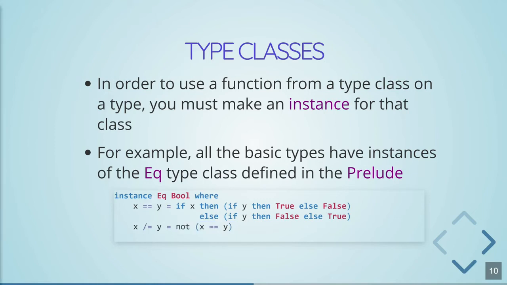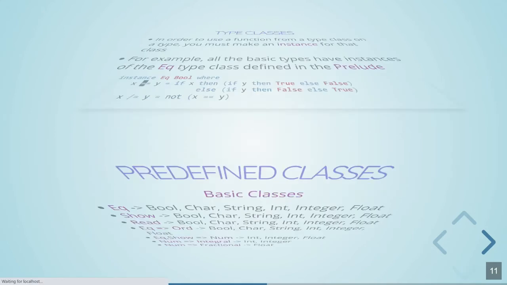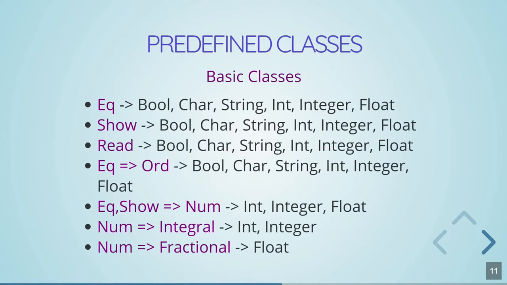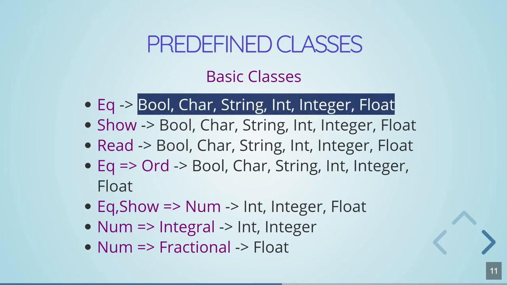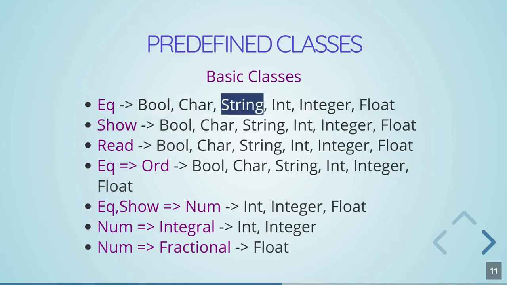The cool thing here is that we can make more instances for Int and Float and so on. However, those are a bit more tricky to define for equals because Int and Float and all of those things have infinite values. But each type here is going to have a different definition. There are a variety of pre-built classes that come inside of the prelude. Eq is one of them, and it's defined for all of the basic types. All of the usual types that we use, like Bool, Char, String, Int, Integer, Float, all of these things, Eq is already defined for.